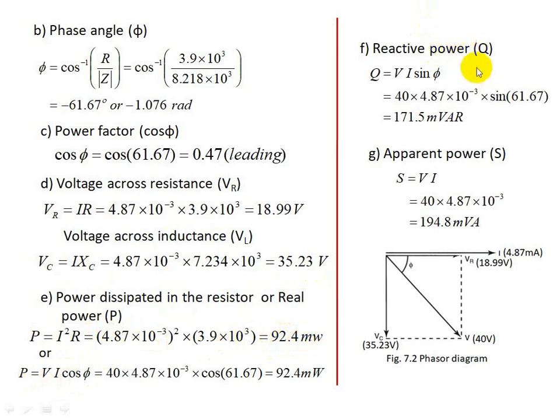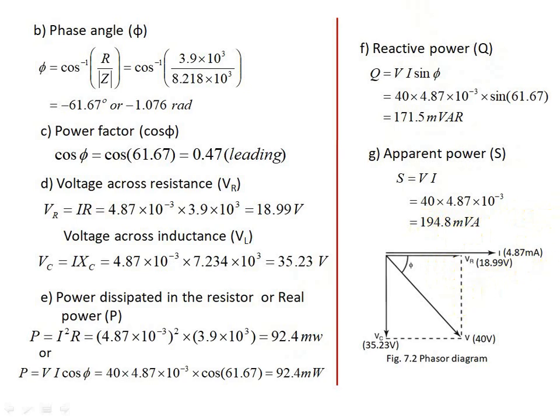Reactive power, use this formula VI sin phi. Substitute the values, so it will be 171.5 millivolt ampere reactive. Apparent power is the product of V into I, so you'll get this as 194.8 millivolt ampere. So now draw the phasor diagram and indicate all the values.